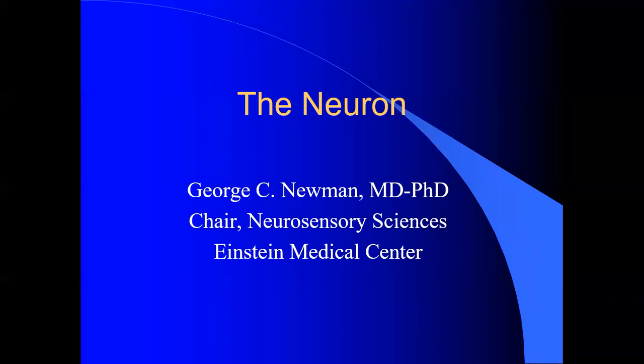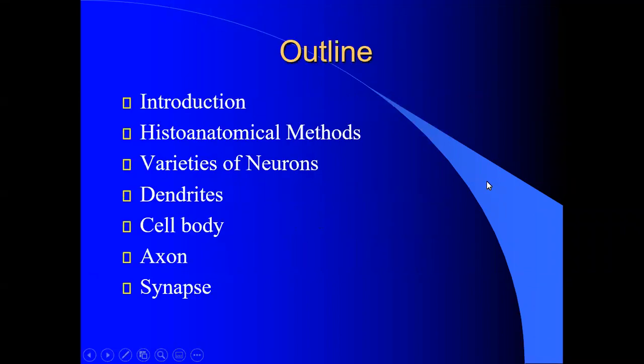All right, let's just get to it. Our outline is basically, I'm going to give a brief introduction to the neuron, and then we're going to look at histologic techniques. So this is going to be important, then we'll apply for the rest of the course.